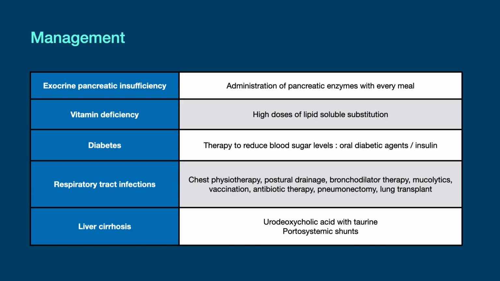Respiratory tract infections can be treated with chest physiotherapy, postural drainage, bronchodilator therapy, mucolytics, vaccination, antibiotic therapy, and lastly pneumonectomy or lung transplant if indicated. For liver cirrhosis, you can consider portosystemic shunts or ursodeoxycholic acid with taurine.